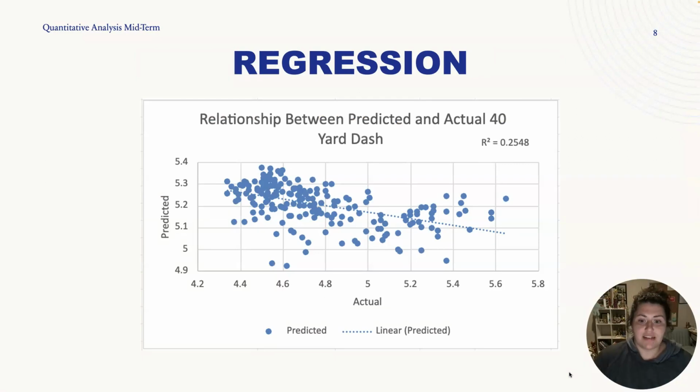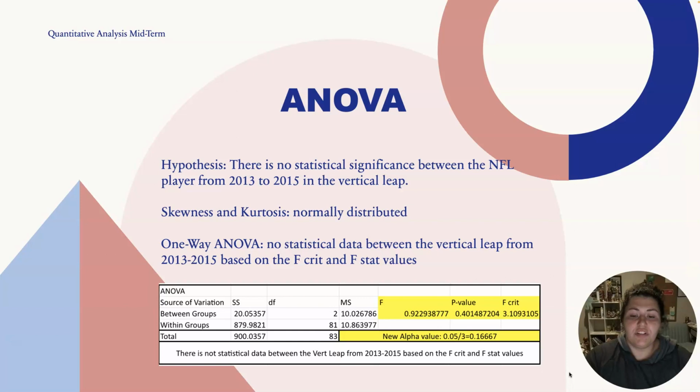And then looking at this, it shows our scatter plot for the relationship between our predicted and our actual 40-yard dash values, and that there was a negative trend between these. So our predicted values were higher than our actuals. That's just the fluctuation back and forth. So once again, like I said, it was a 25% accuracy with this.